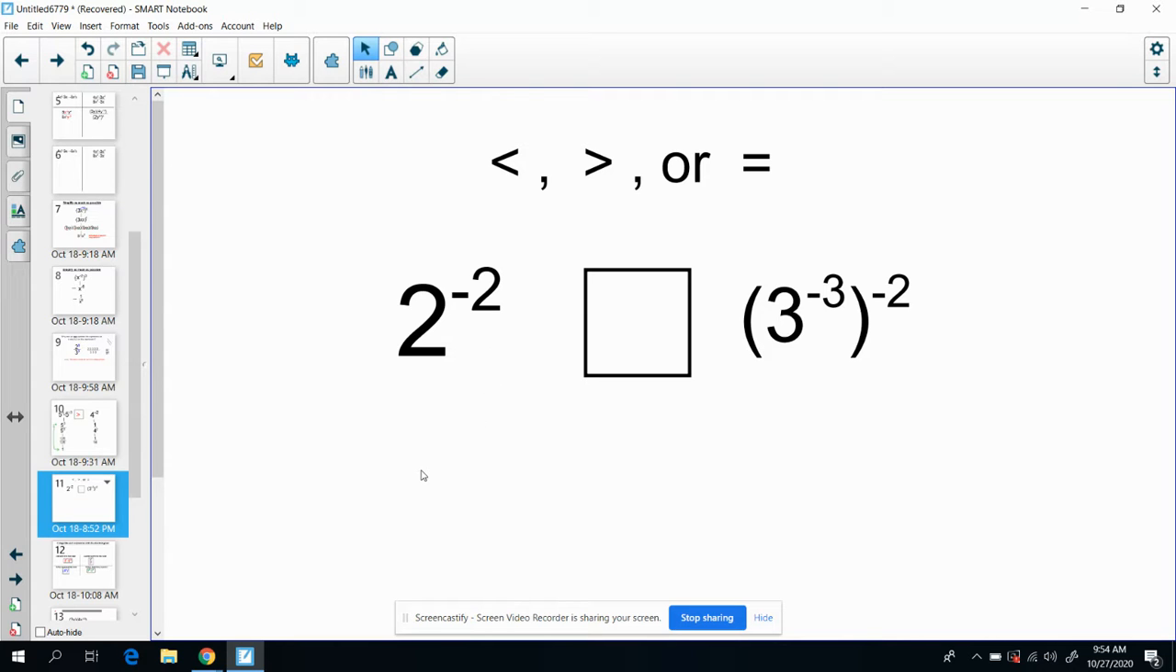Likewise, here we have 2 to the negative 2, right? And then 3 to the negative 3, all to the negative 2, right? We've seen 2 to the negative 2 before. That's 1/4, right? Here you would multiply the exponents. Negative times a negative is a positive. 3 to the 6. I don't know what 3 to the 6 is, but I'm confident that's more than 1/4. So this would be the greater than symbol there.